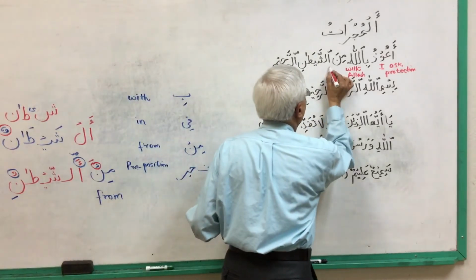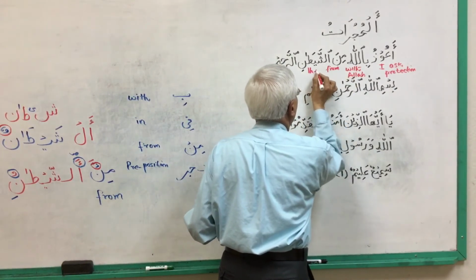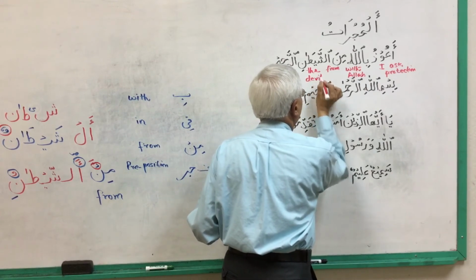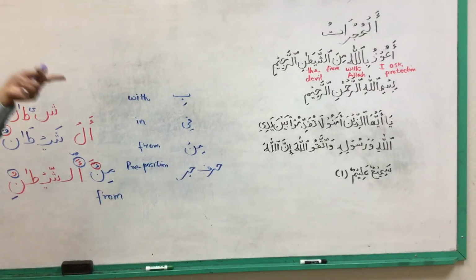From the devil. The "the" is important because there may be other devils, but this is the big one, pointing to that one who disobeyed Allah in the beginning.